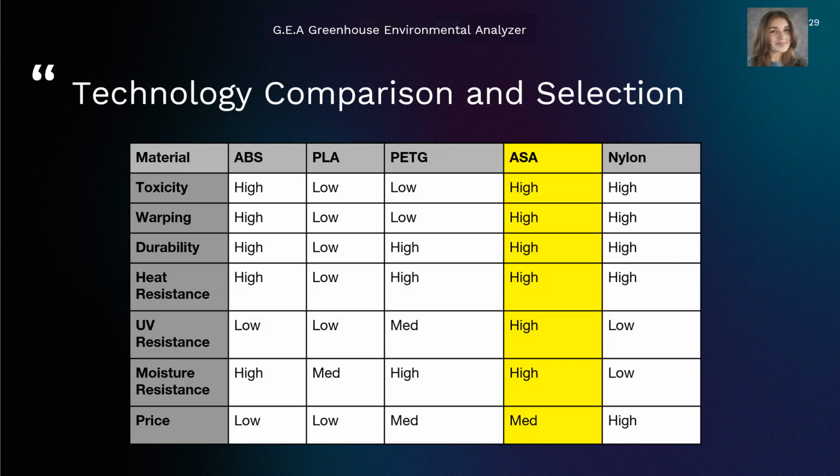This table compares different types of 3D printing material to determine what material we are going to use for our housing. We mostly looked at heat resistance, UV resistance, and moisture resistance because in a greenhouse there's going to be a lot of humidity and a lot of sun and heat. So we were between PETG and ASA. In the end, we went with ASA because although it has high toxicity while printing, we can print in the TI lab and its UV resistance was higher than that of PETG.